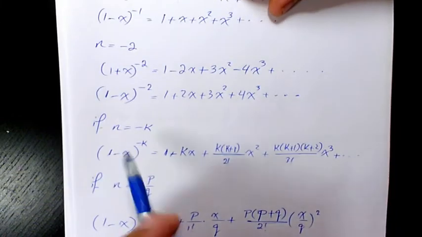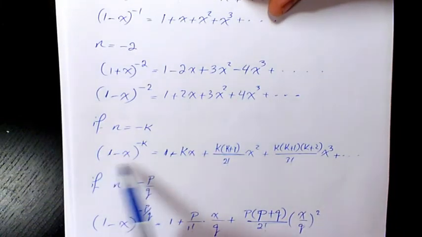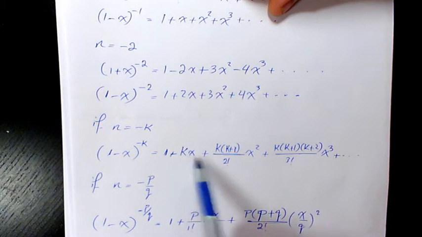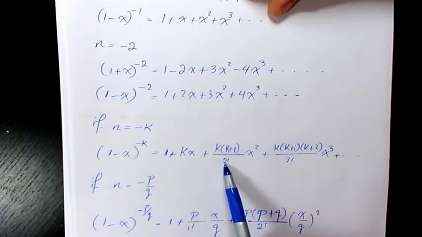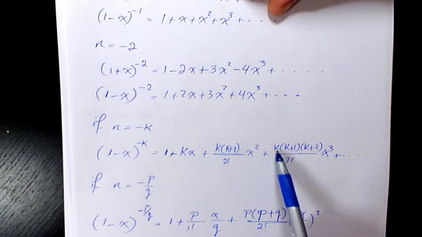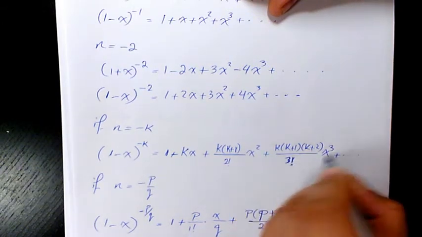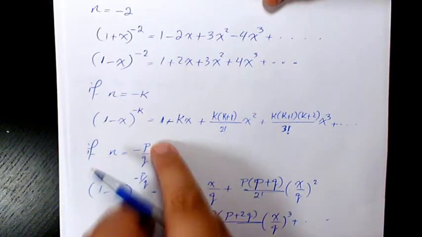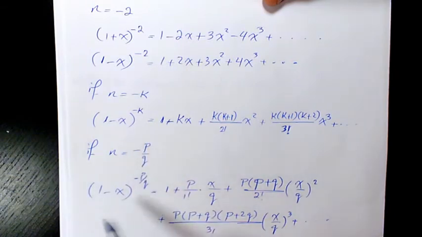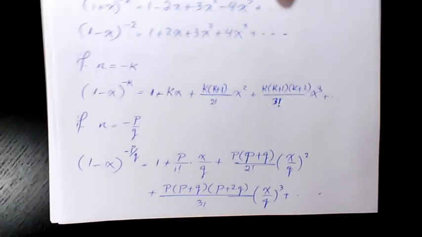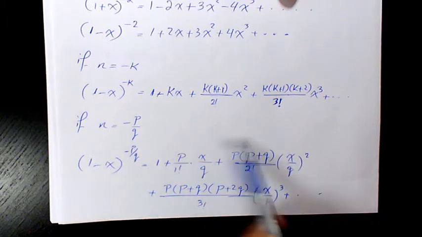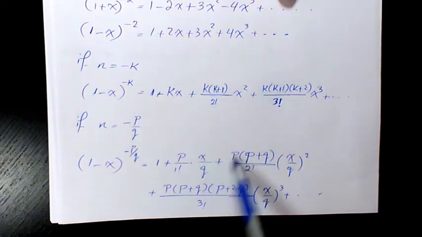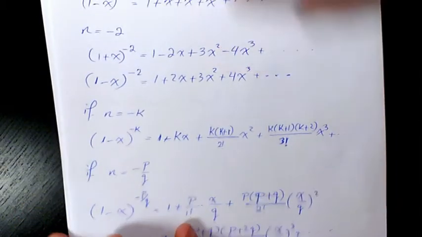For the general term, if n is negative k, it's going to be 1 minus kx plus k times (k plus 1) divided by 2 factorial x squared minus k times (k plus 1) times (k plus 2) divided by 3 factorial x cubed and all the way there. If n is negative p over q, a rational number, we can also write it like this, which is very similar to this one but expanded. Basically, we show the numerator and denominator. Let's see some examples.